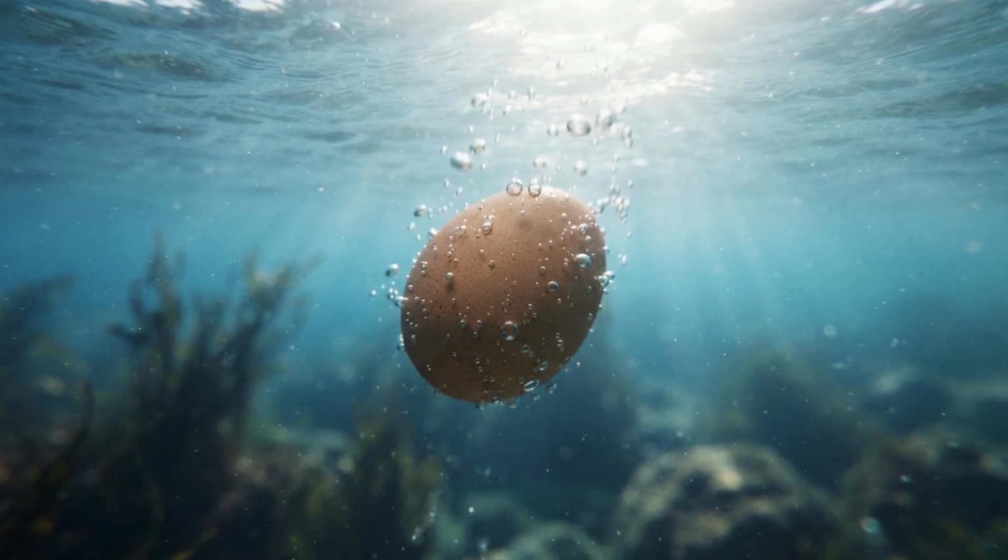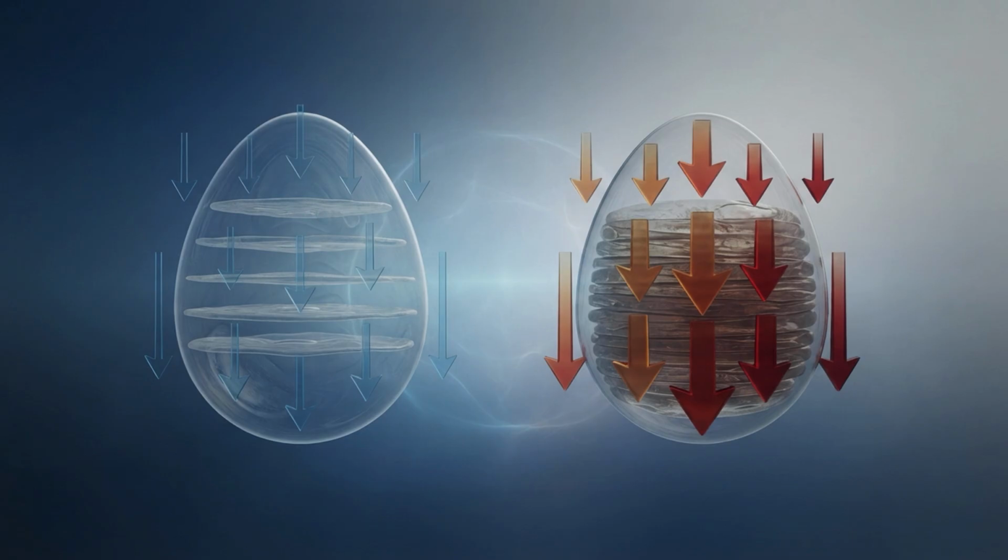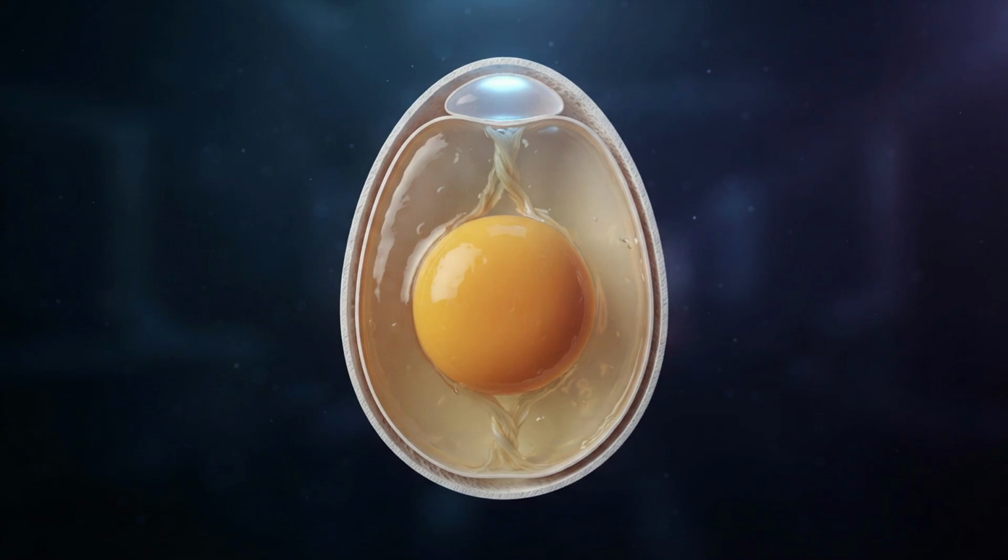A fresh egg is mostly liquid and solid material packed inside a shell. It also has a small air cell, usually at the wider end. Because the whole egg is denser than water, gravity pulls it to the bottom.